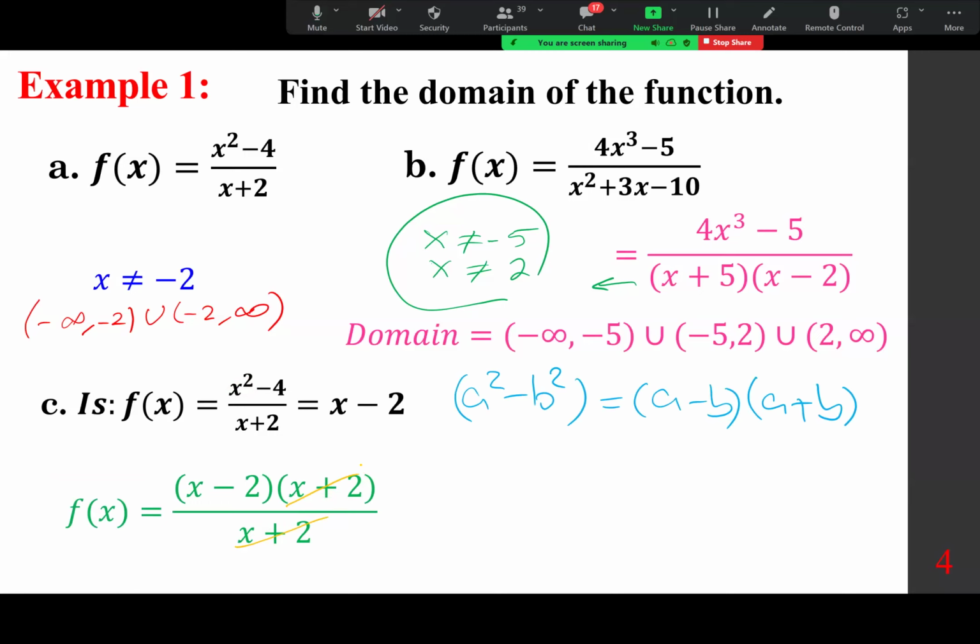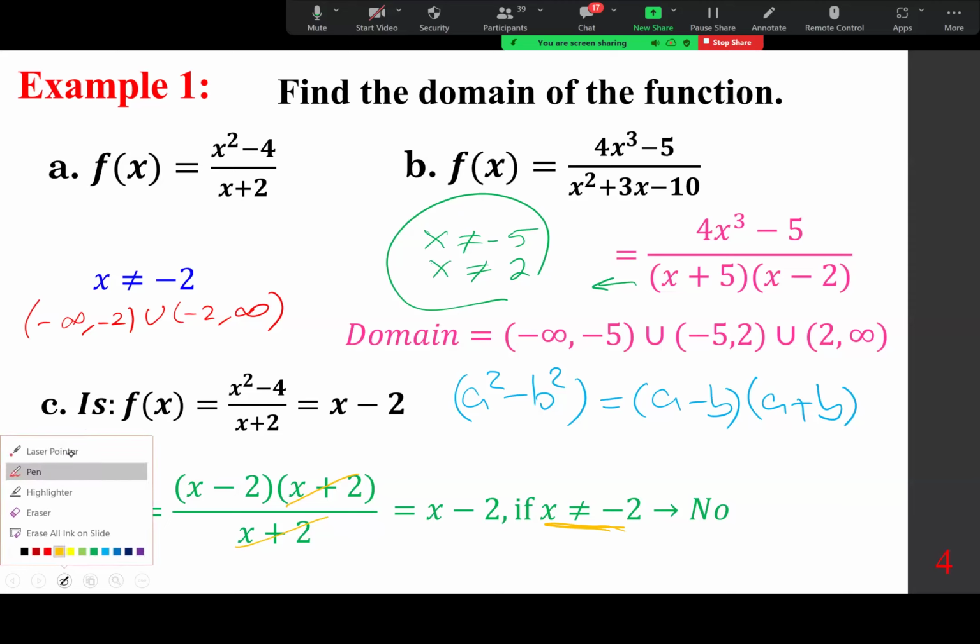And it becomes x minus 2. However, this is the case everywhere except at this point, at negative 2. So when x is negative 2, that's not the case. So if x is not equal to negative 2, this rational function is identical to this linear function.